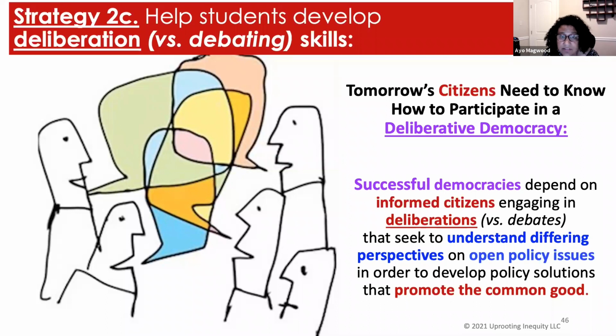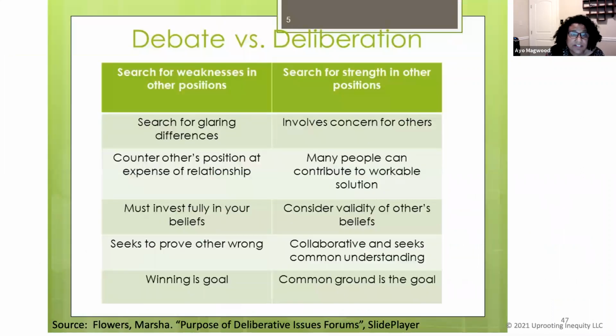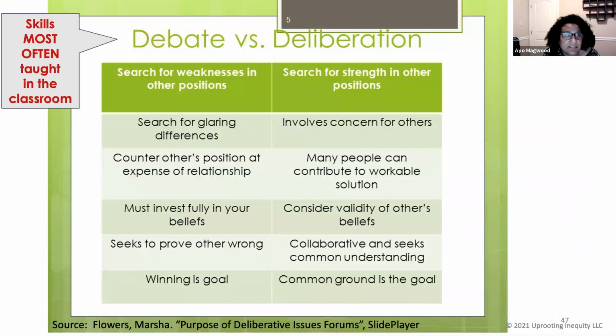And that's something else you can start fostering from a young age, right? Even in the elementary classrooms. Oftentimes in schools, we teach debating skills. We teach winning, right? Competing. Again, it goes back to that individualism, that toxic individualism. It's all about winning. It's all about being right and proving the other person wrong, right? And we teach these skills, we foster these skills from a very young age.